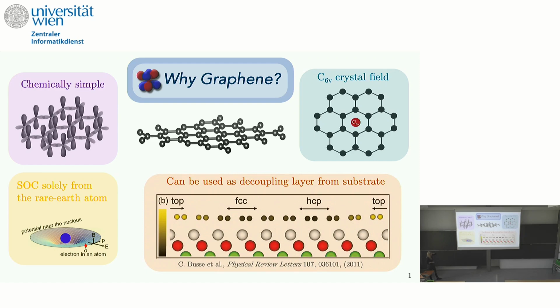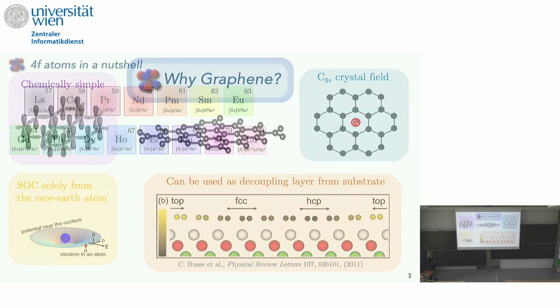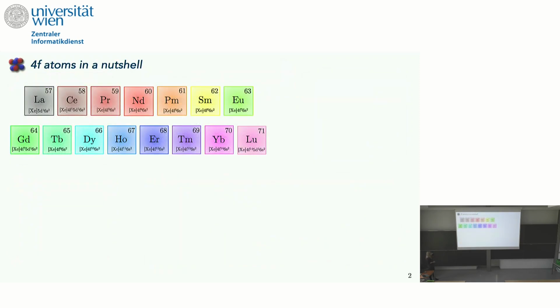Lastly, graphene can be used as a decoupling layer from the substrate. Because it tends to interact via a weak and long-range van der Waals interaction, we can nicely decouple our magnetic heterostructure from a substrate. On top of graphene, we will put our rare earth atoms.